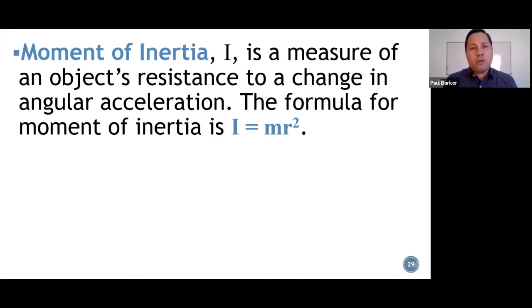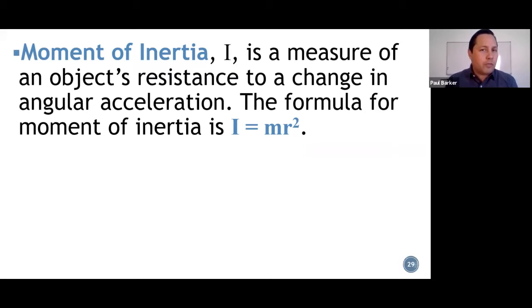Next, let's discuss moment of inertia. The symbol for moment of inertia is I, and that is a measure of an object's resistance to a change in angular acceleration. So if you have an object that's stationary, at rest, and you want to get it spinning, you're going to have to put in a lot of force. But once it's spinning, you're also going to need a lot of force to get it to stop because it resists change. Initially it was at rest, and you need a lot of energy to get it from rest to spin. But once it's spinning, you need a lot of energy to once again bring it back to rest. Now the formula for moment of inertia is I equals m times r squared.